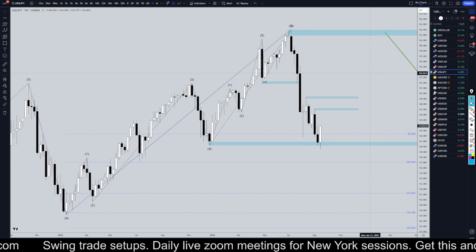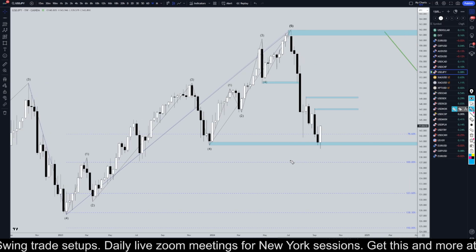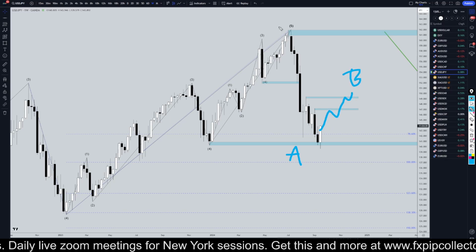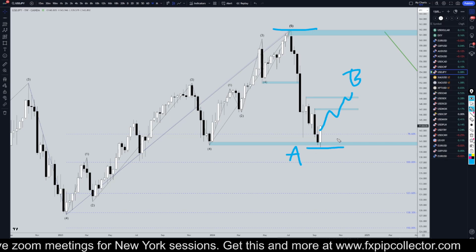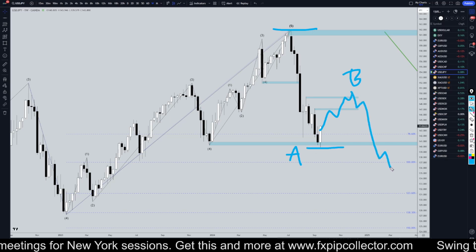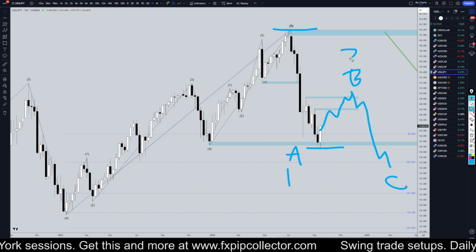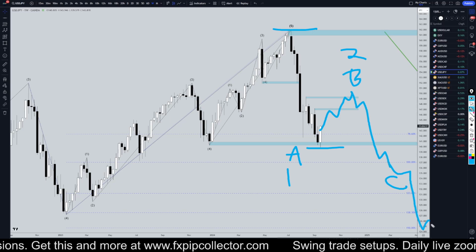Going down to the weekly time frame, I'm definitely looking at this first move down as a wave A. I think it needs to go up and make a wave B. A wave B should be a corrective to the wave A, and eventually I think it will head back down for a wave C. Or this is a wave 1, this is a wave 2, and then it goes down for a wave 3.